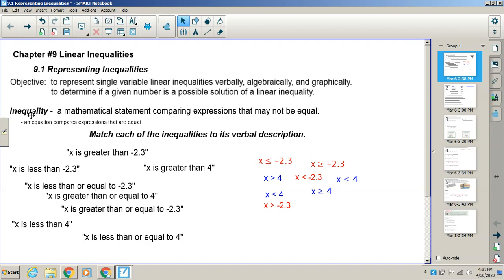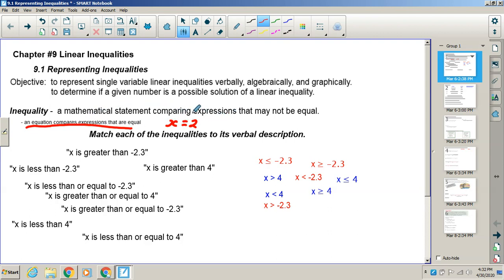First of all, an inequality is a mathematical statement comparing expressions that may not be equal. What we've been doing up to now is solving equations, and an equation compares expressions that are equal. So when you solved an algebraic equation in chapter 8, you ended up with an answer, for example, x equals 2. And there's only one solution to that equation, and that solution is 2. It could be nothing else.